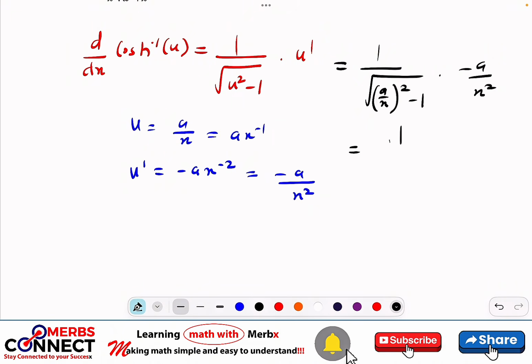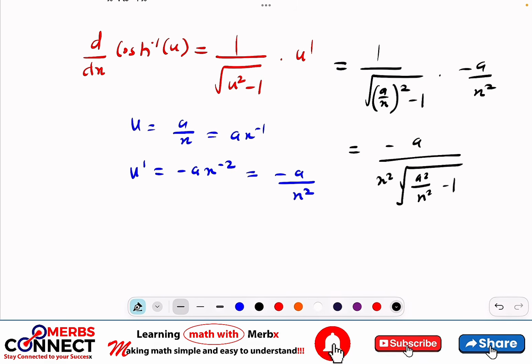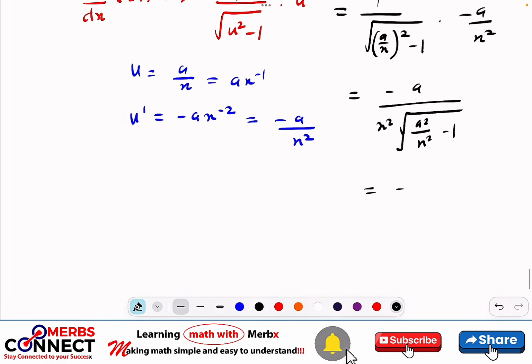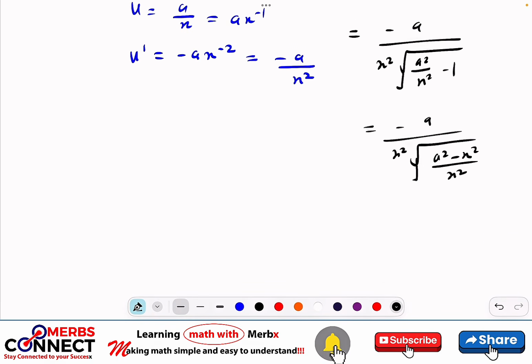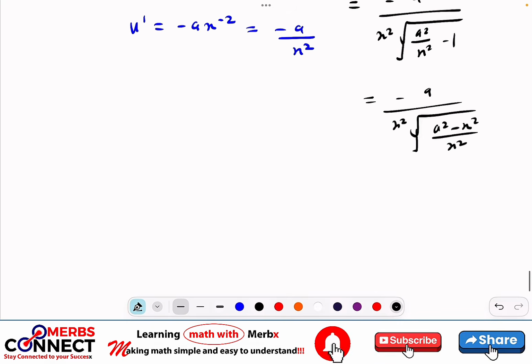When I multiply the top, I'm going to have minus a divided by x squared, square root of x squared divided by x squared minus 1. This is minus a divided by x squared. Now, under the root, we are going to have a squared minus x squared divided by x squared, using the lowest common factor, right? And this is the same as minus a square root of.